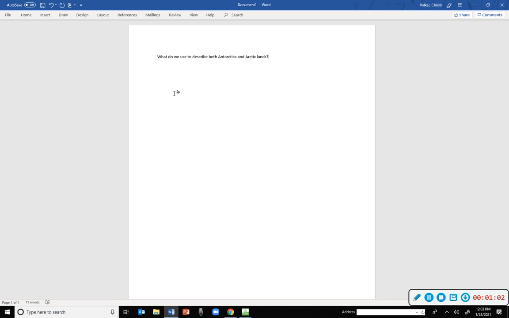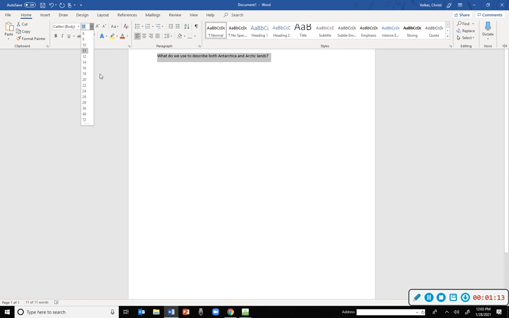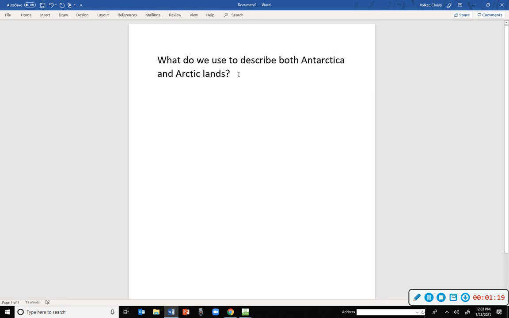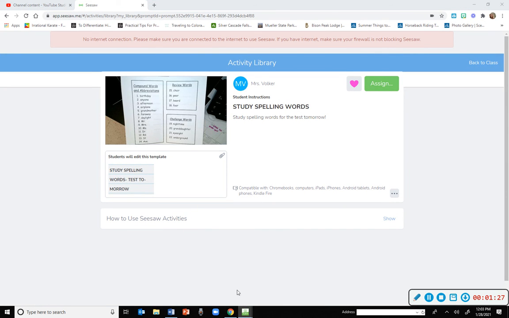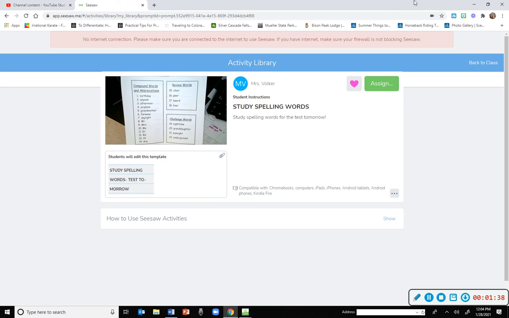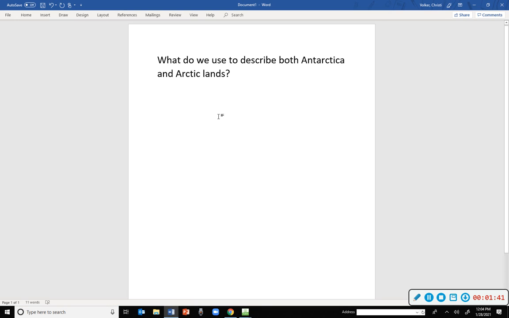What do you think, Bryson? The last one that you said. Russia? No, not Russia. What do you think, Javea? Is it Greenland, polar lands, Iceland, Russia? Remember the title of the book. Let's go back. I Wonder Why Penguins Can't Fly and other questions about polar lands. Javea? Polar lands. Okay, so polar lands.